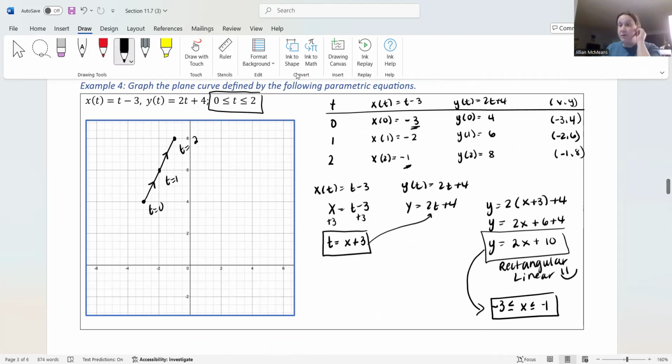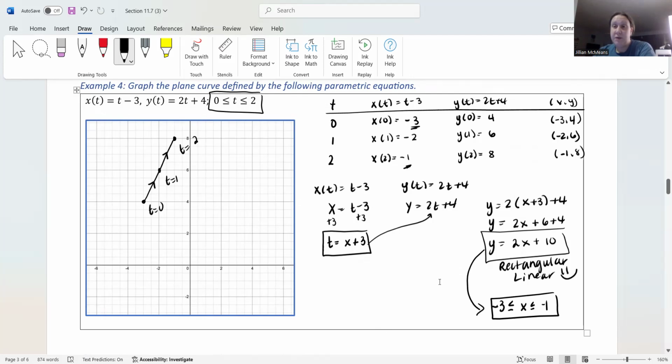Okay, so that's it for this one. That is how you remove the parameter. One method for removing the parameter is taking one of the two equations and solving for t, and then using substitution to plug it into the other equation. And then you simplify and you get your regular rectangular equation. It is common to have to look at your domain, to see if your parametric equations were restricted to a particular interval, that you need to be mindful of that when it comes to your rectangular equation.